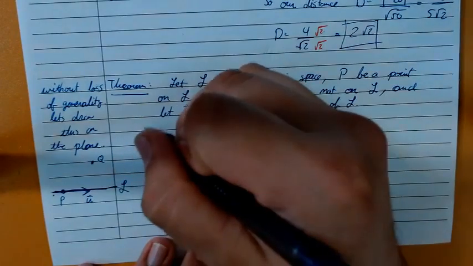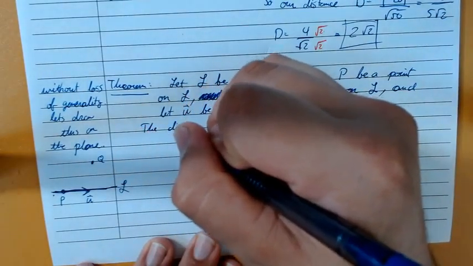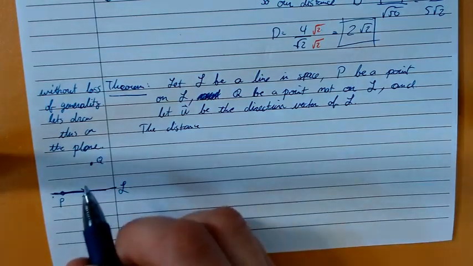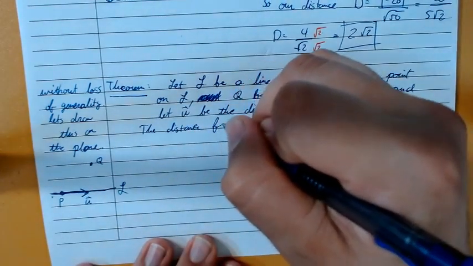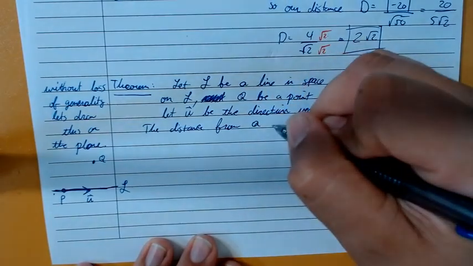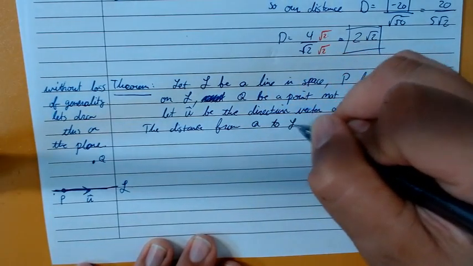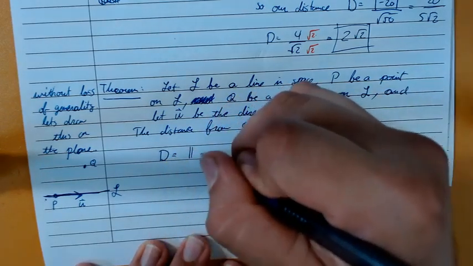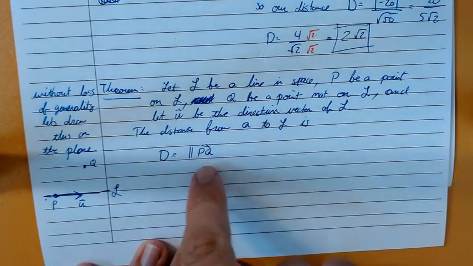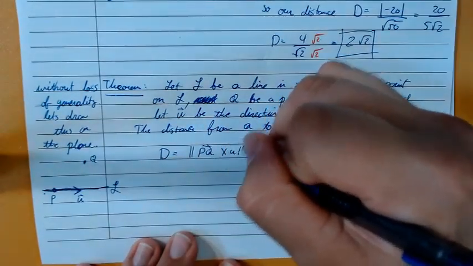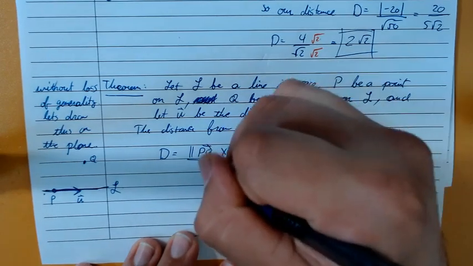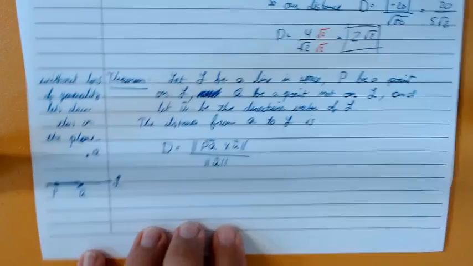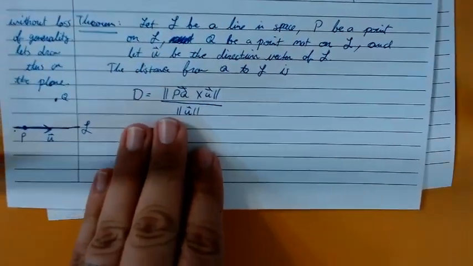Then the distance, and again, as always, we mean the shortest distance, the distance from Q to L is given by, here we'll say D for distance, D is equal to the magnitude of the cross product of the vector PQ with U, divided by the magnitude of the vector U. This one is a little less obvious than the one above. Thankfully, the heavy lifting's already done for us.